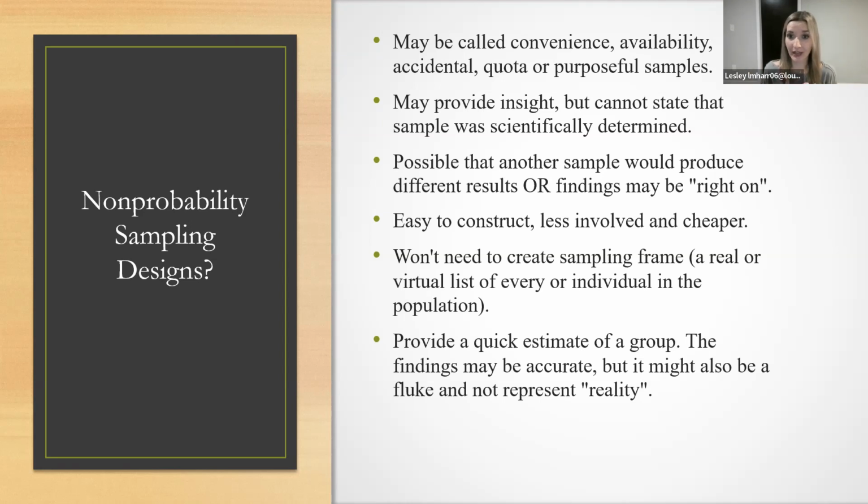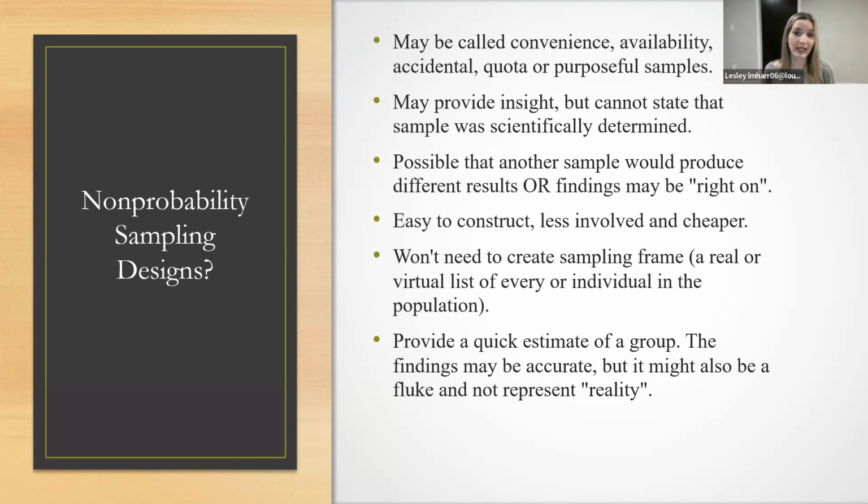That is a strength. You won't create a sampling frame, so a real or virtual list of every individual in the entire population. So let's say I'm working with a small nonprofit in the city of Louisville. I don't need to create a sampling frame where I'm looking at every nonprofit in the state of Kentucky. It's just not the purpose when you are looking at non-probability designs.